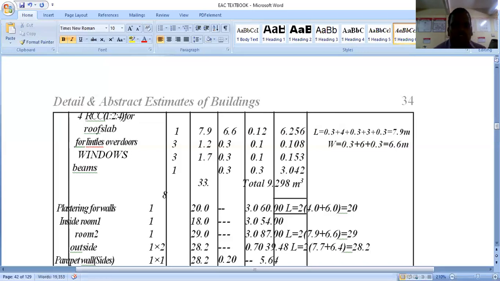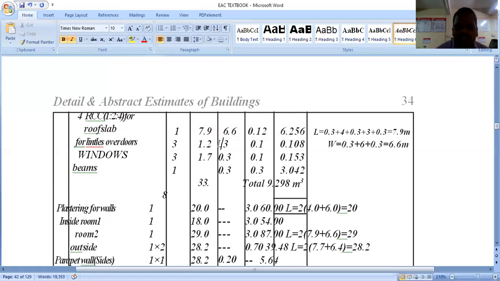Okay, now what about these lintels? There are 3 doors, as we have already seen. After that, we have already calculated the lintel. The length of the lintel was found to be 1.2, because the length is 1 meter and 0.1 meter end bearing on both sides. So 1 meter plus 0.1 plus 0.1 will be 1.2 meter, which is already written here as 1.2.